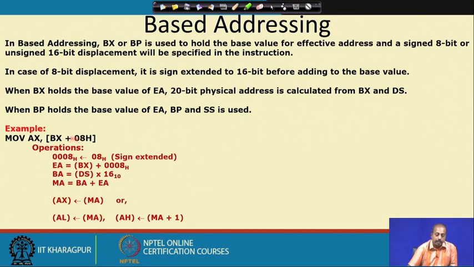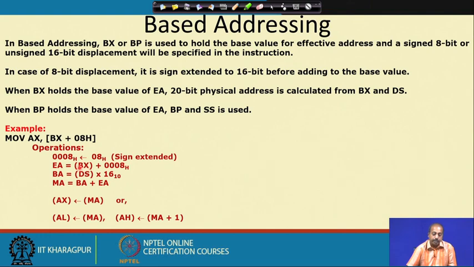If the offset is not there, then of course BX will be used as the base register, accessing DS into 16 plus BX. But if you are specifying some displacement, that displacement will also get added. First of all, this 08 hex is an 8 bit number, so it is sign extended to 16 bit. You get 0008 hex, and then the EA gets BX plus 0008 hex.